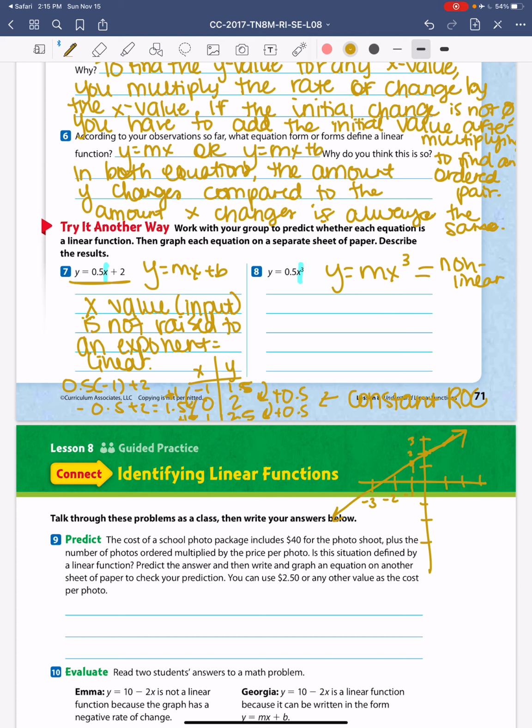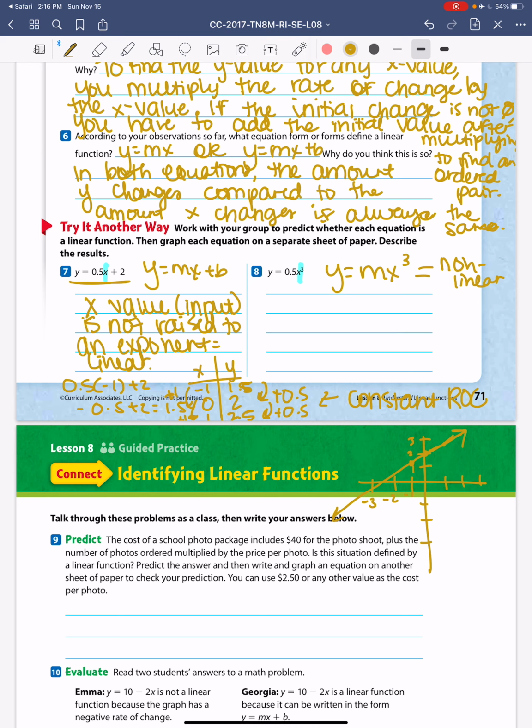Okay, so you could go ahead and use what we know, like it has the form of y equals mx plus b, which is our linear equation form. We know that our input value is not raised to an exponent, so it makes it linear. Then when I input all of my values into a table, I see I have a constant change from x compared to y. So that gives me a constant rate of change. And then lastly, when I graphed everything out, I noticed it was a straight line, so of course it was linear.